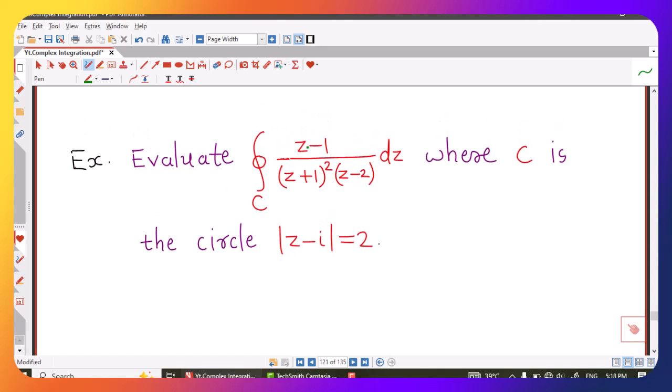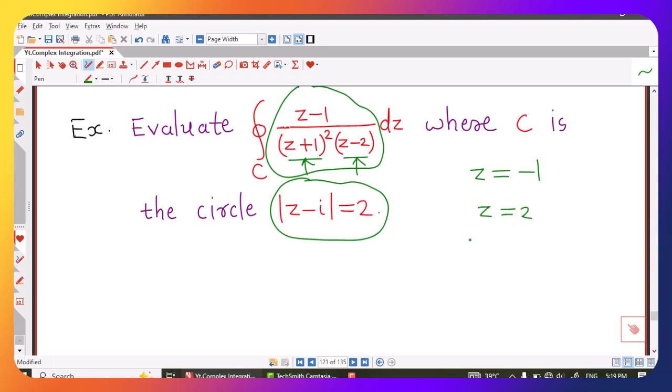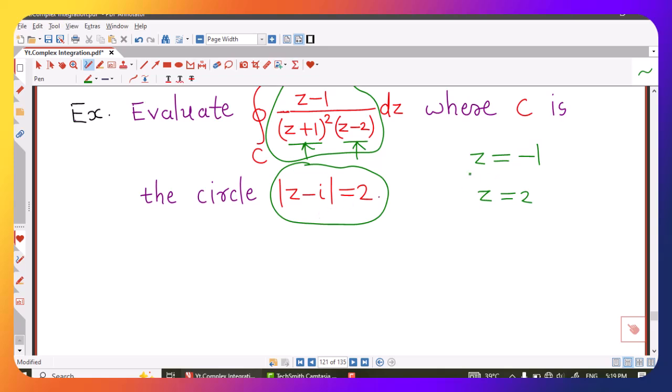Evaluate integral of z minus 1 divided by z plus 1 square times z minus 2 with respect to z, where this C is the circle whose center is I and radius is 2. And we can observe that this is rational function, division of polynomials. Therefore it is analytic everywhere except those points where denominator is 0, and denominator becomes 0 for z equal to minus 1 and z equal to 2. So first we have to check that out of these 2 points which point is inside this circle.